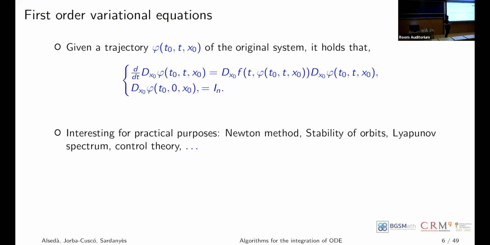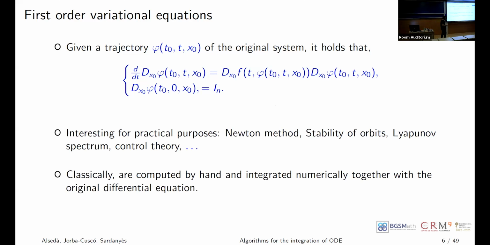Everything together, and you make a large equation with dimension n plus n squared. So n is the dimension of the vector field, if you want, and then the n squared is the extra equations you need to compute the Jacobian of the flow.